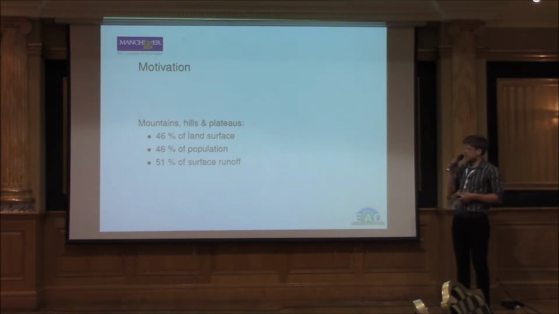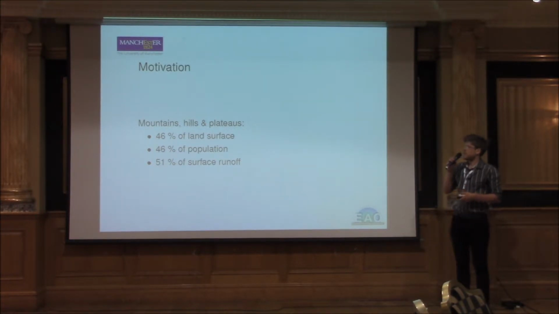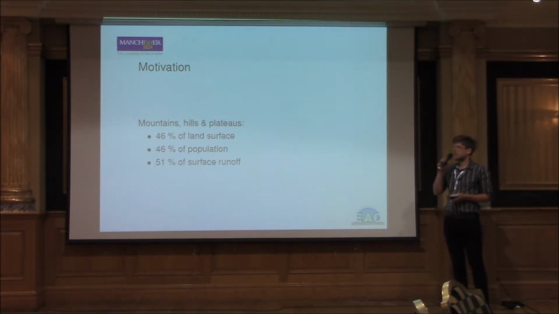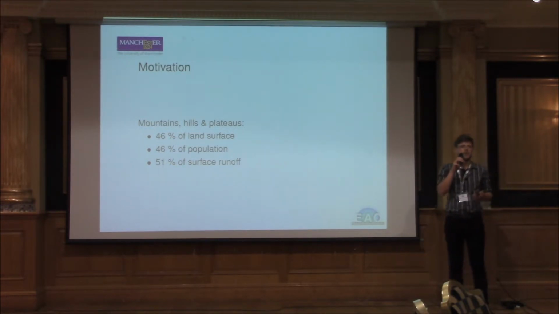This is just 50% of the population, but I think it affects more people, because hills and mountains also affect the global circulation, storm tracks, moisture transport, etc.